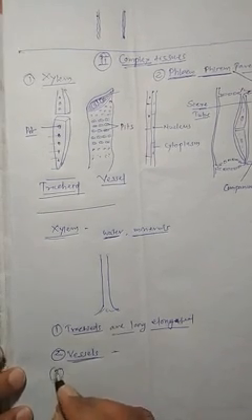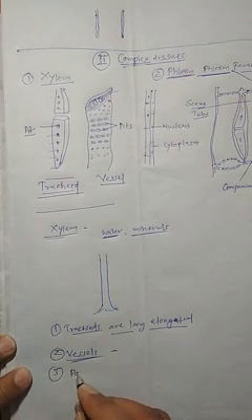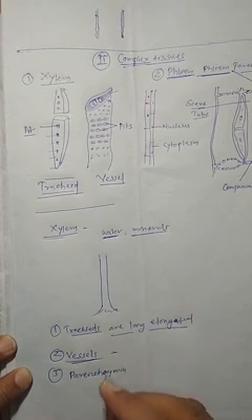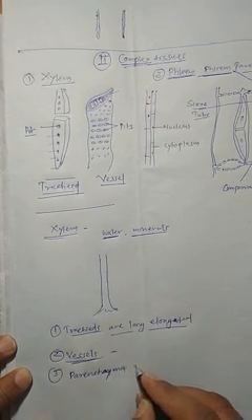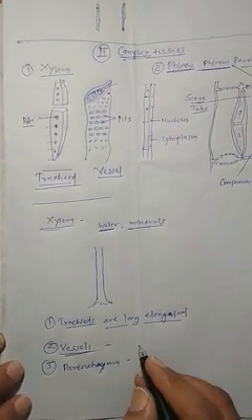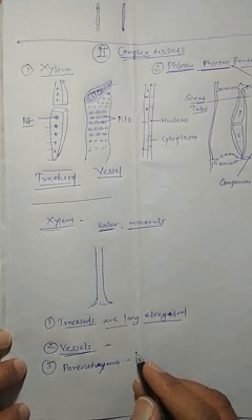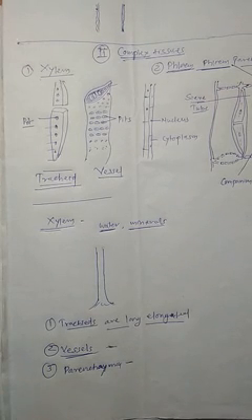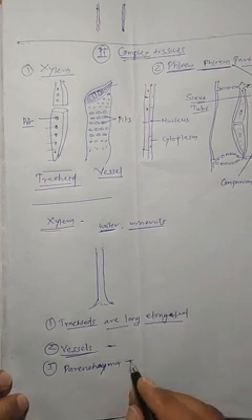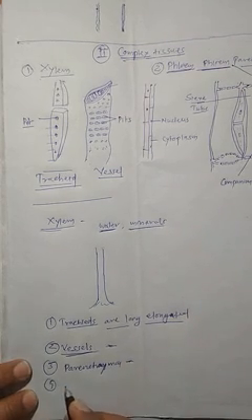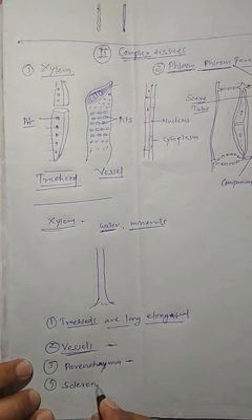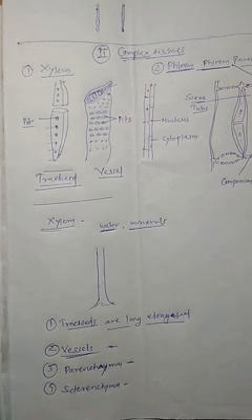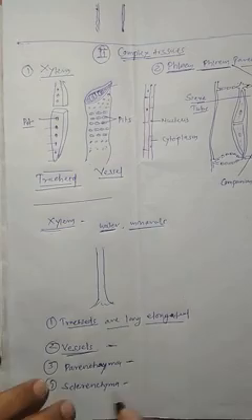Third one, parenchyma. Parenchyma, also called xylem parenchyma. These are living cells. I have told you parenchyma are live cells. They store food and nutrients. And the fourth one, sclerenchyma. These are dead cells. They provide mechanical support to the plant. Okay.